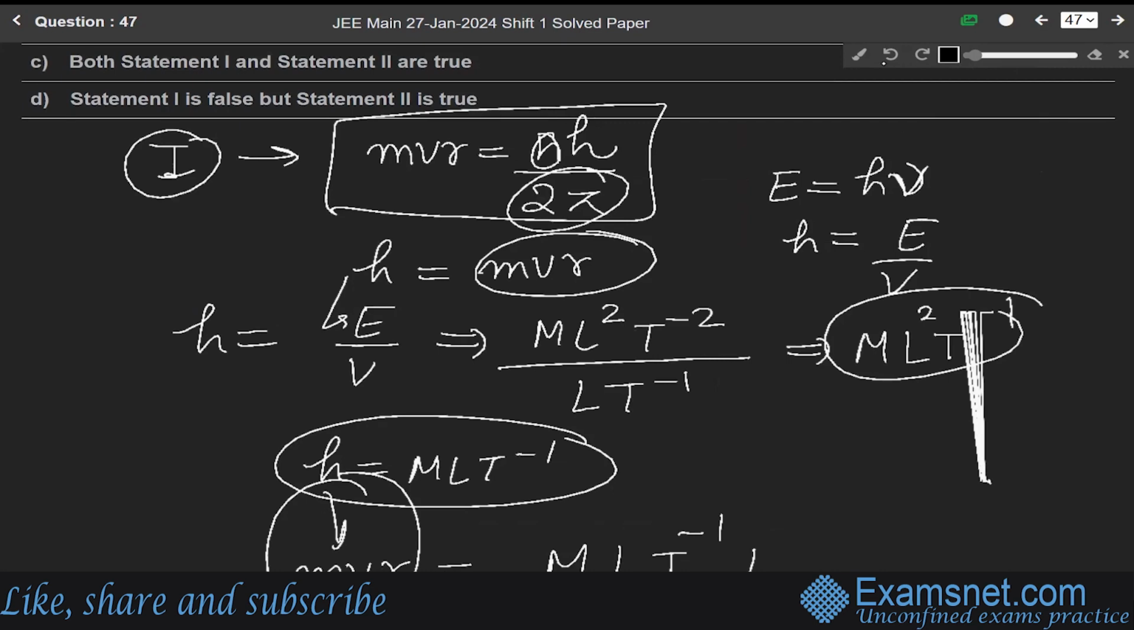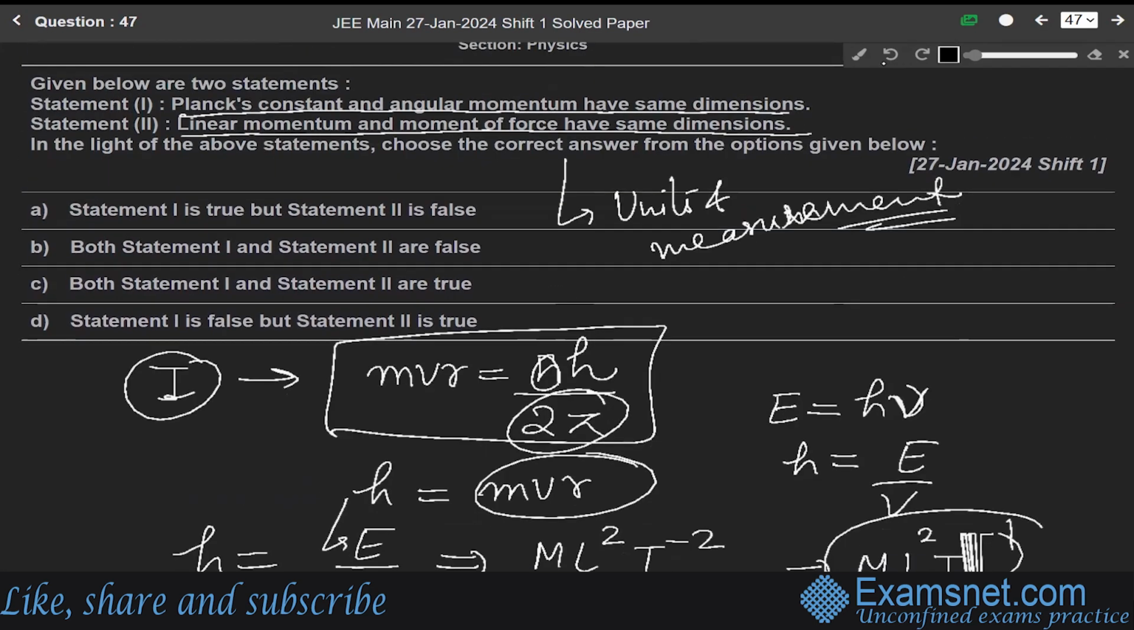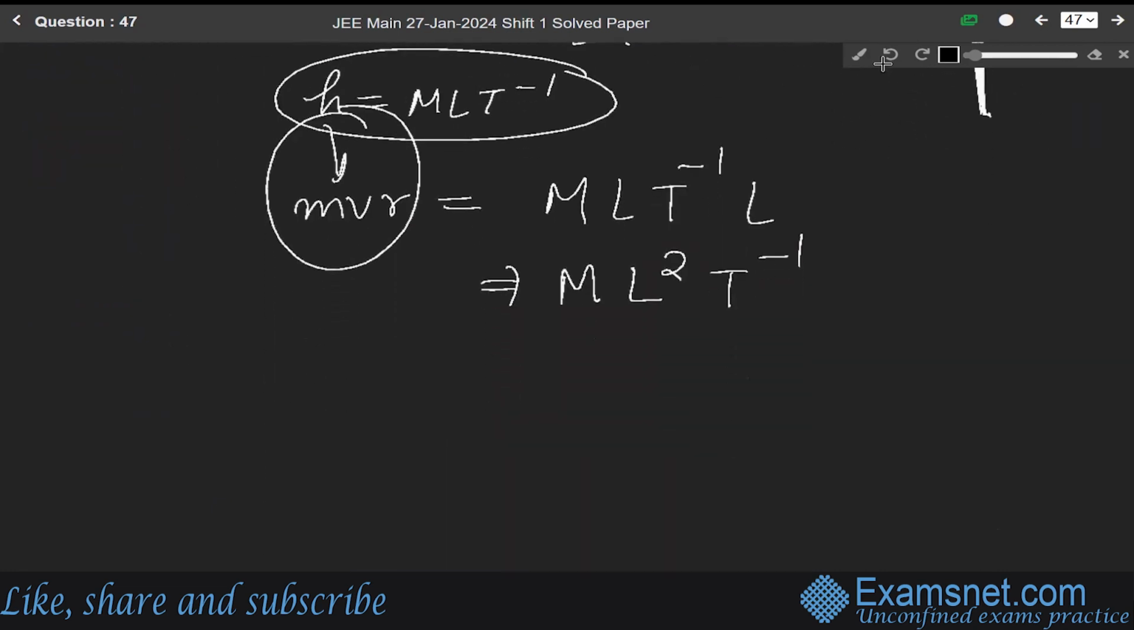second statement is what? The linear momentum and momentum of force. Linear momentum is P equals to mv. Its dimension is MLT minus 1. And moment of force means torque. Torque means R cross F.